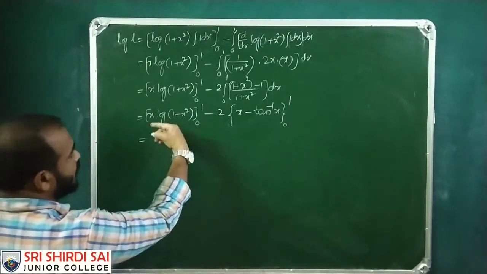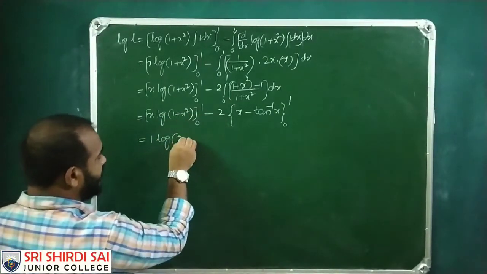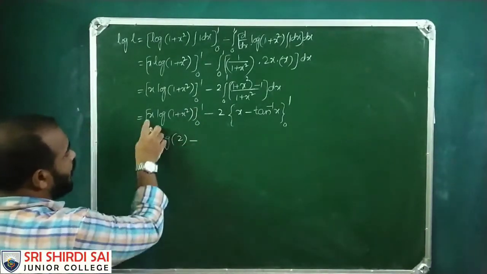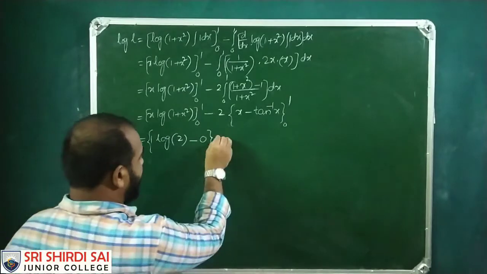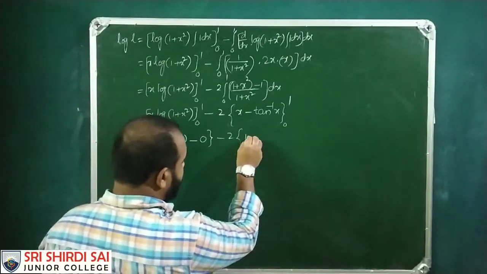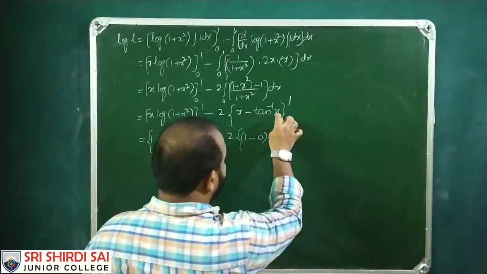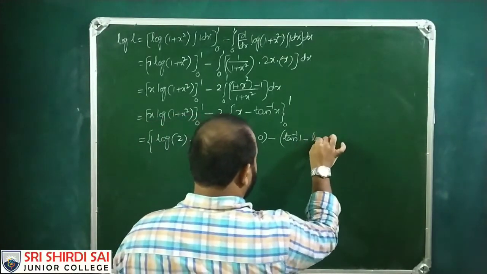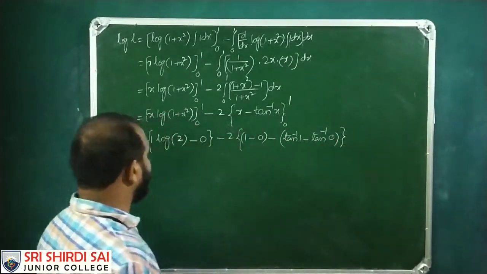This is equal to, now substitute the upper limit 1 into log of 1 plus 1 square, which is 2, minus the lower limit 0 into something, which is 0, as we have found, minus 2 times, in the place of x upper limit 1 minus in the place of x lower limit 0, minus tan inverse, in the place of x upper limit 1, tan inverse 1 minus tan inverse of the lower limit 0.